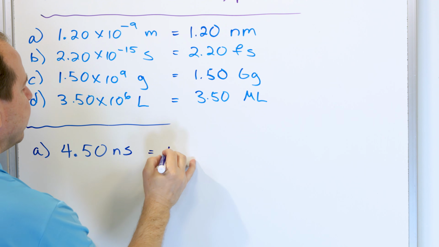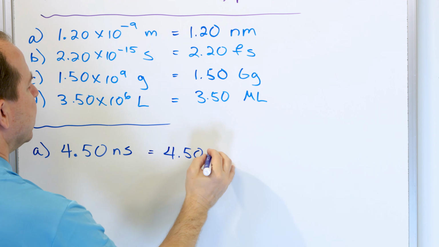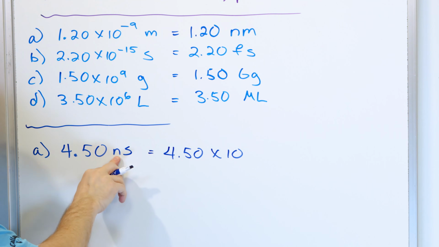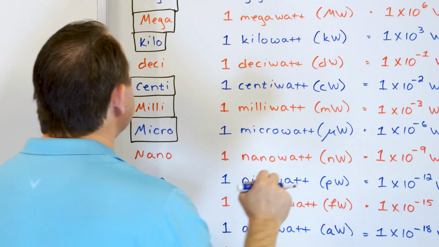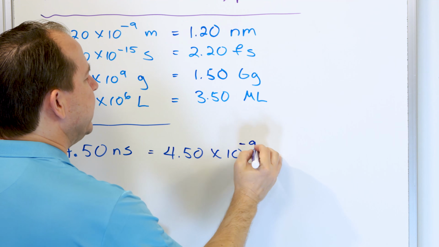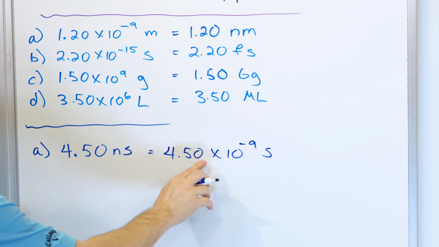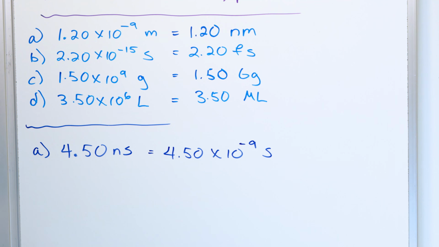So what does this mean? 4.50 times 10 to the power of what? What does a nano mean? Nano means 10 to the minus 9. So we write it as 10 to the minus 9 seconds. The nano means times 10 to the minus 9 seconds. So that's the answer to this one.